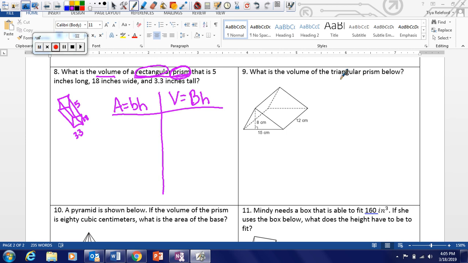Number 9, make sure that you're using triangular prism. If you don't do the triangle formula, you'll get it wrong. If you don't use the prism formula, you'll get it wrong.